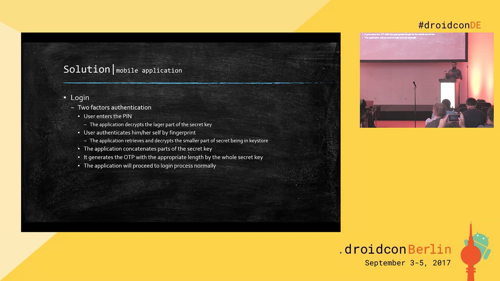After that, the application asks the user to authenticate himself via fingerprint. In case of successful authentication, now the application can decrypt the smaller part of the secret key. Finally, the application joins the two parts of the secret key again and generates the OTP from the whole key, and sends that to the server-side application. Now, everything is done in the mobile part, on the client side.